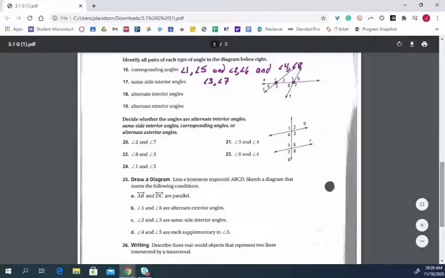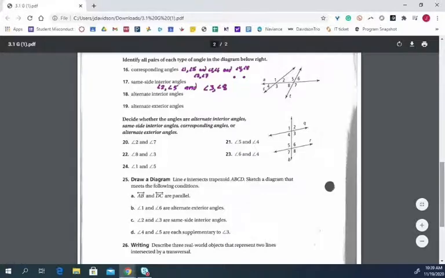All right, same side interior. It sounds like it is what it is. It's pretty self-explanatory. So same side interior. What do you think? 2 and 5, and 3 and 8. Yeah, same side interior angles. Makes sense. They're both inside.